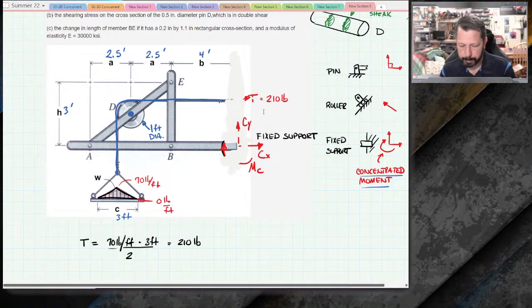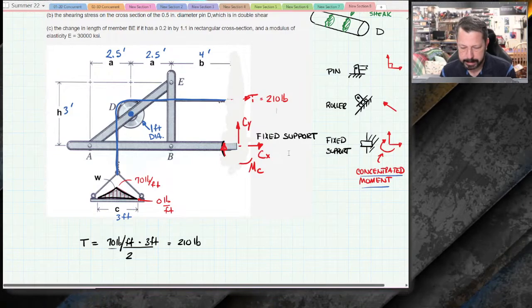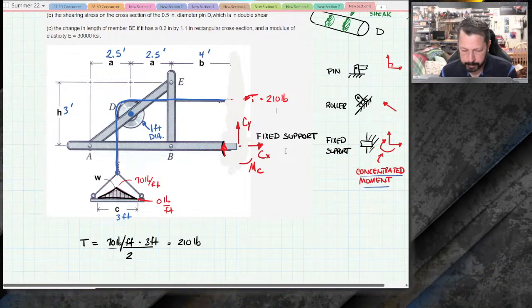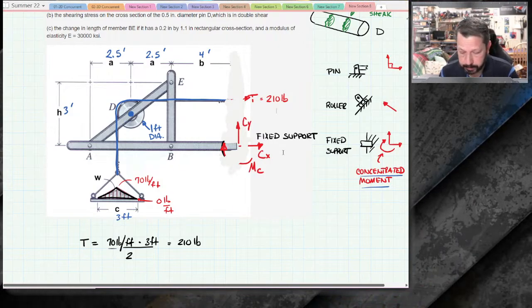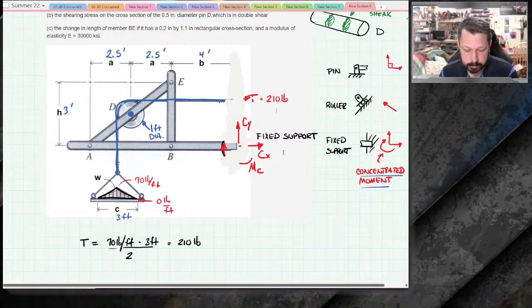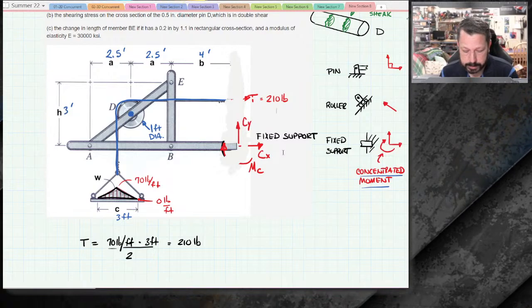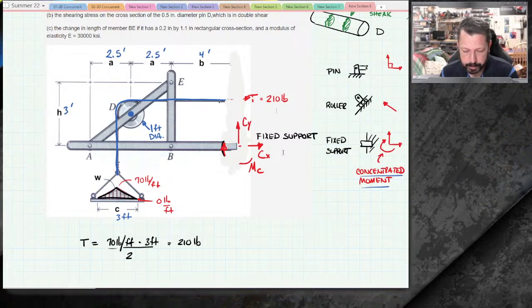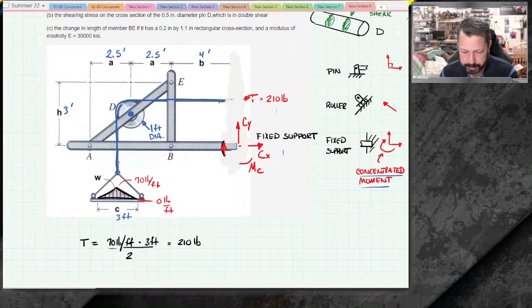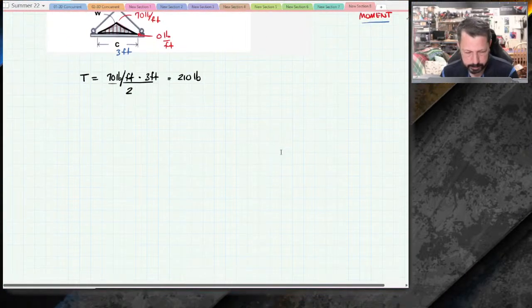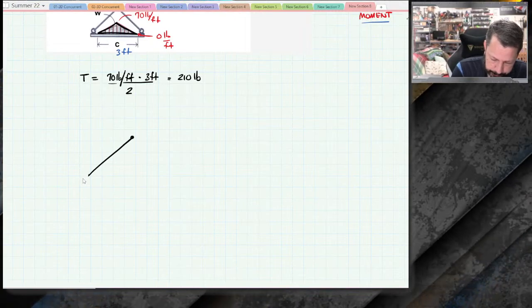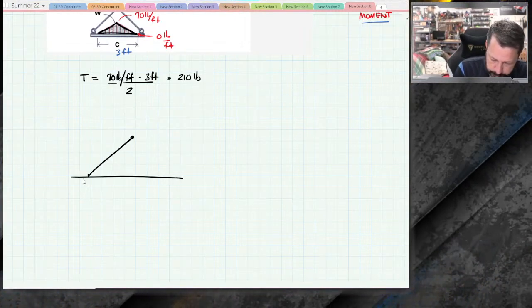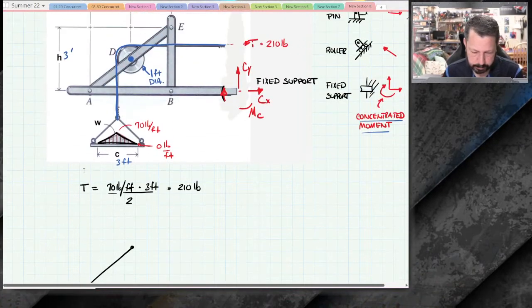All right, now we need to figure out Cx and Cy. For those, and moment at C, we have our equations. Maybe it would help to quickly draw the free body diagram since it's getting kind of junky there. Let's just draw it kind of simplified. What does it look like? Okay.